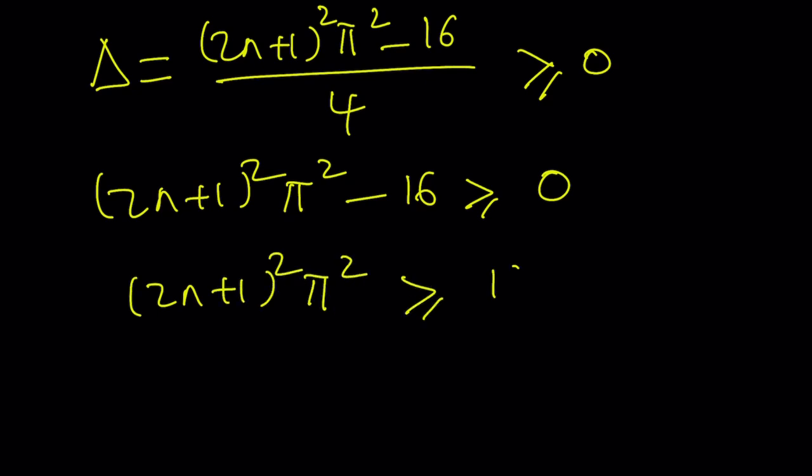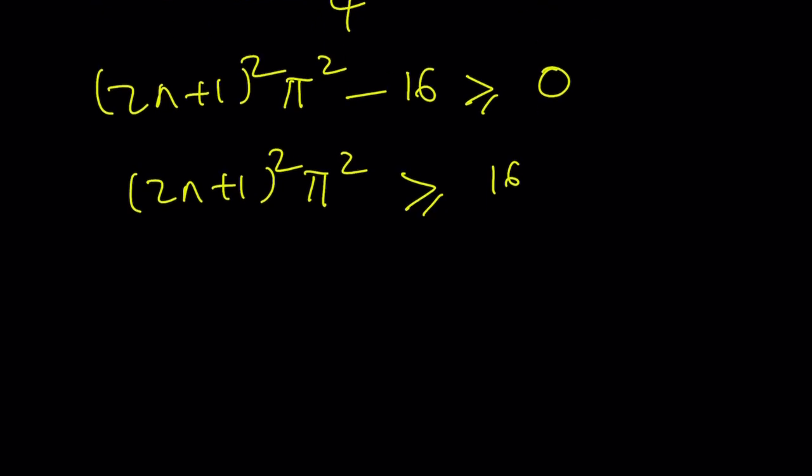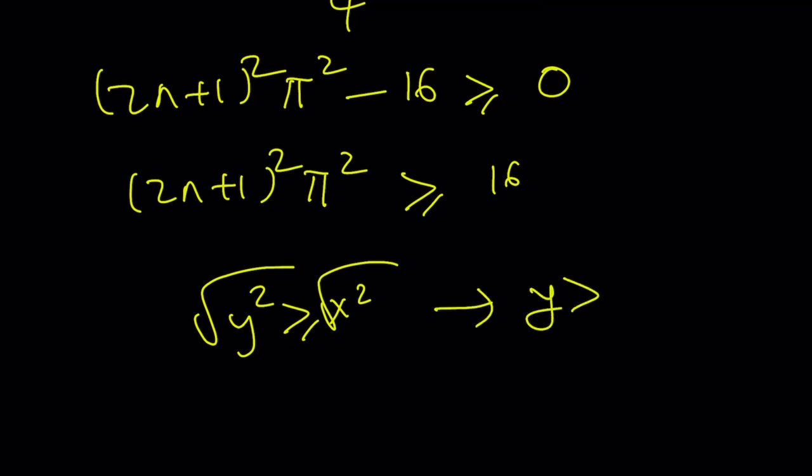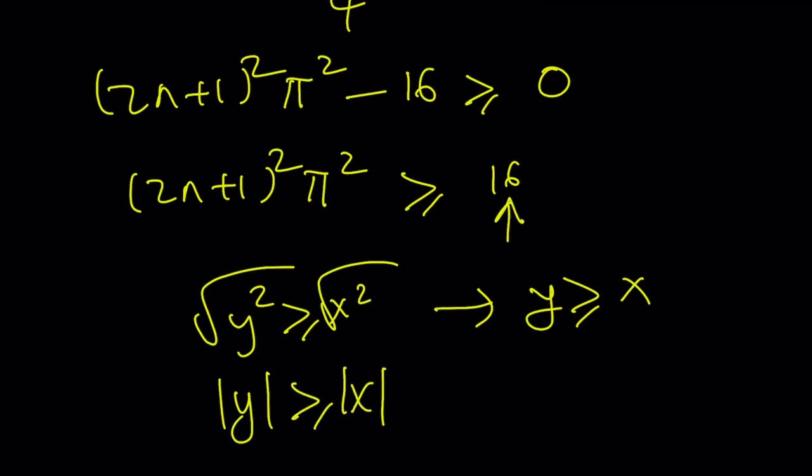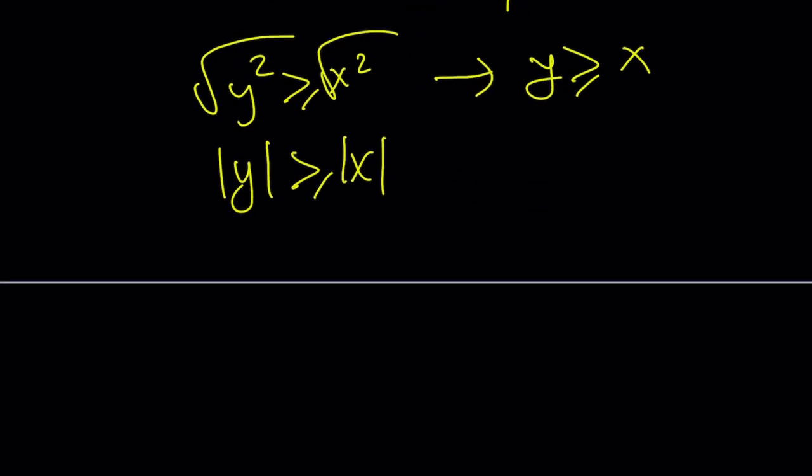And then we're going to get something a little simpler, but we're going to make it better by square rooting both sides. But you have to be careful. When you have something like y squared is greater or equal to x squared, and you square root both sides, you don't just get y is greater or equal to x. That's part of the solution. You have to use absolute values, right? That's what we're going to do. But 16 is positive already, so we don't have to worry about it. Just let's square root it.